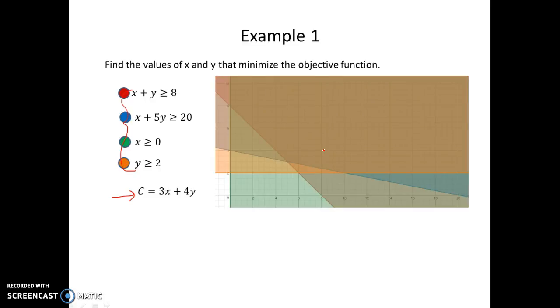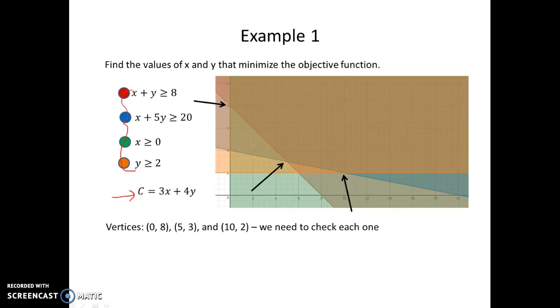To do that, you can see each one is graphed on this graph here with different colors. So the red, the first one, y plus x is greater than or equal to 8. That's this area here. The blue, x plus y greater than or equal to 20. So that's this area here. We have x is greater than 0. So that's this green area. And then the orange area, y greater than or equal to 2. Okay. So we graphed them all.